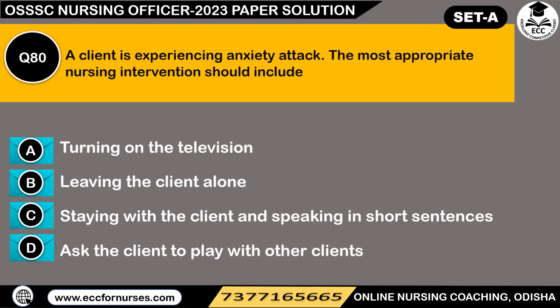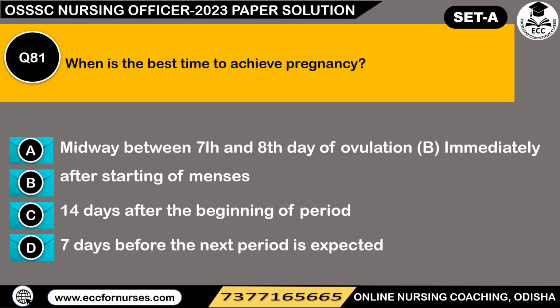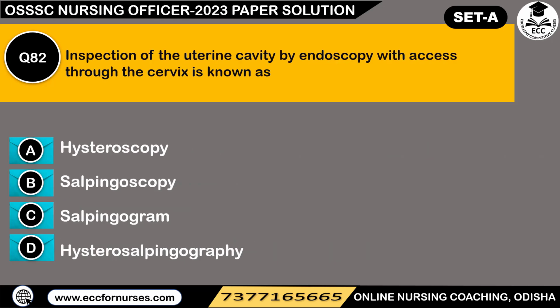Question number 80. A client is experiencing anxiety attack. The most appropriate nursing intervention should include dash. Option C, correct answer, staying with the client and speaking in short sentences. Question number 81. When is the best time to achieve pregnancy? Answer is option C, 14 days after the beginning of period.